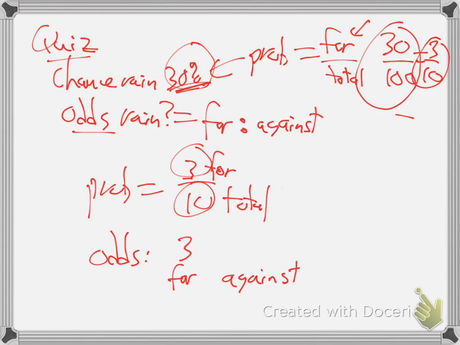And then the against, if there's 10 total in the room and 3 are for you, 7 must be against. So it's 3 to 7 or 3:7, however you want to do that. Does that make sense? So you always want to go to fractions when you convert between odds and probability. That's probably what got you. Whoever missed it, the 30%, realizing you need to change that to a fraction. That's probably the trick. So always change to fractions when you're going to convert between odds and probability.